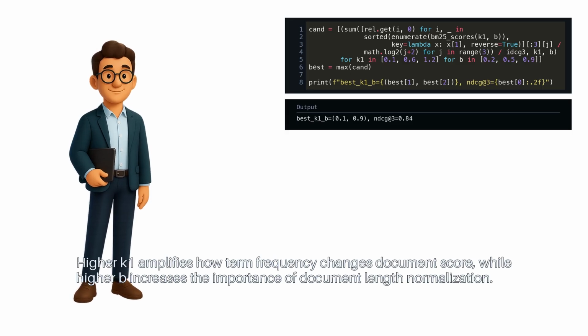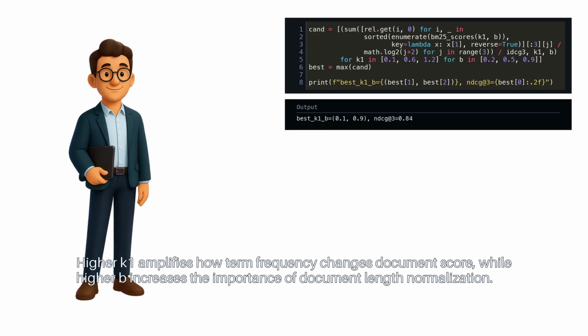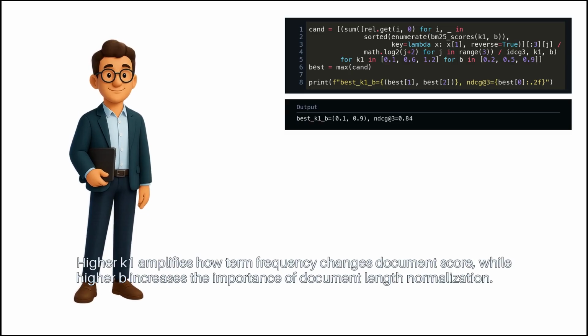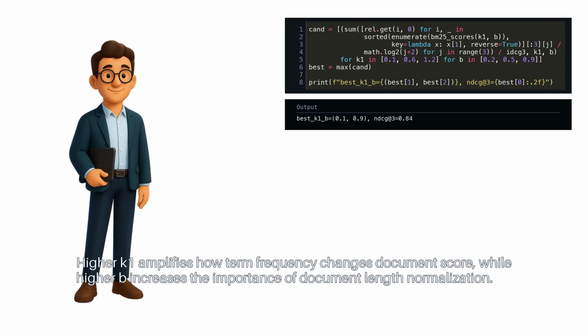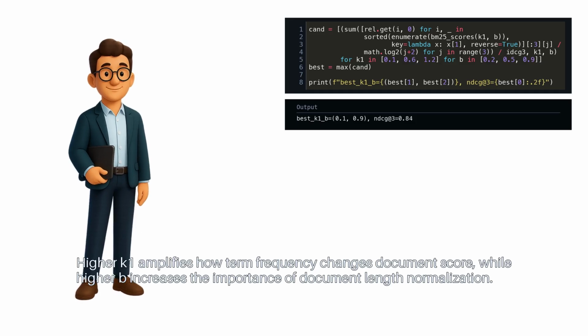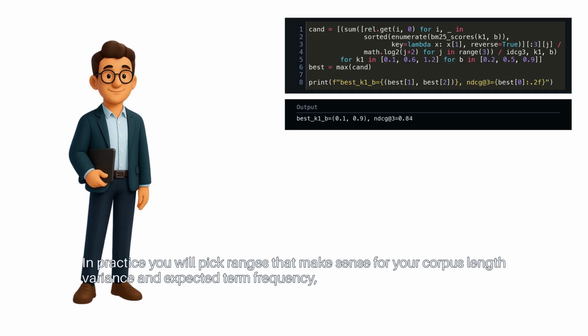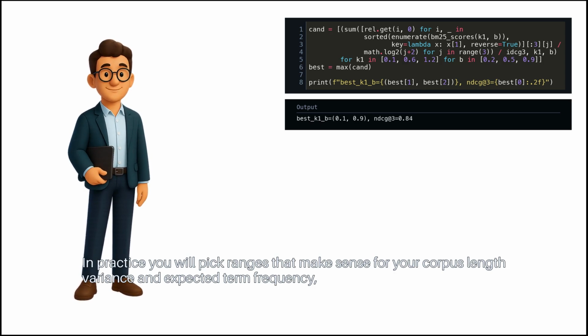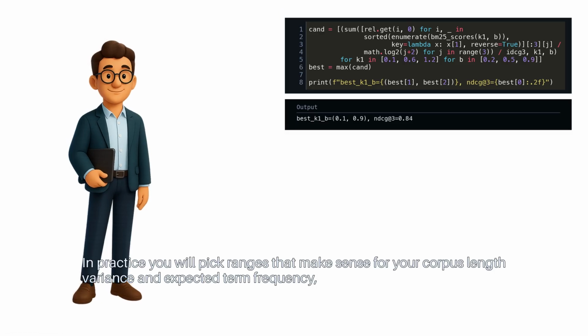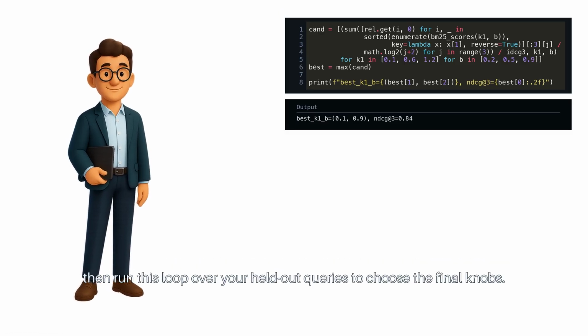Higher K1 amplifies how term frequency changes document score, while higher B increases the importance of document length normalization. In practice, you will pick ranges that make sense for your corpus length variance and expected term frequency. Then run this loop over your held-out queries to choose the final knobs.